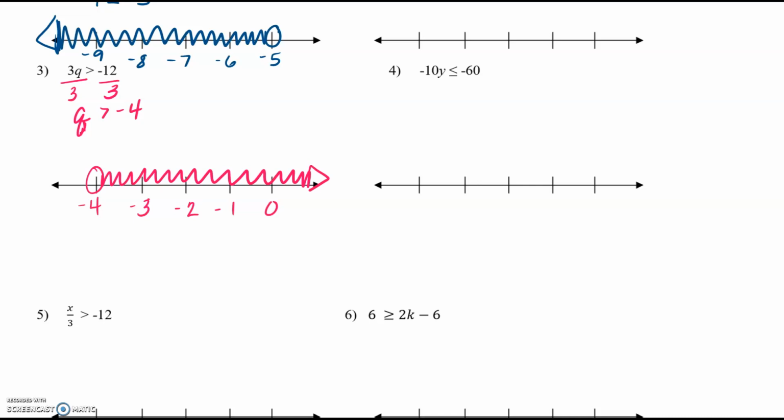All right, let's do number 4. Number 4 is -10y is less than or equal to -60. To get y by itself, I'm dividing by -10. Since I divide by a negative, I am switching the inequality symbol. I'm going to put a little note here: switch inequality, divided by a negative.